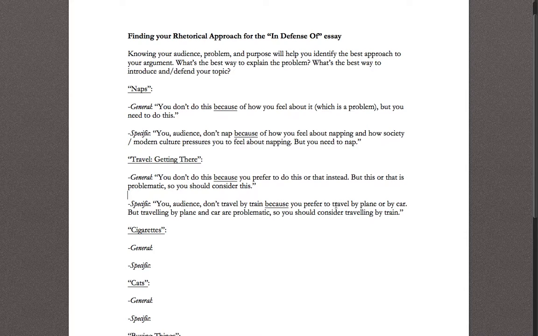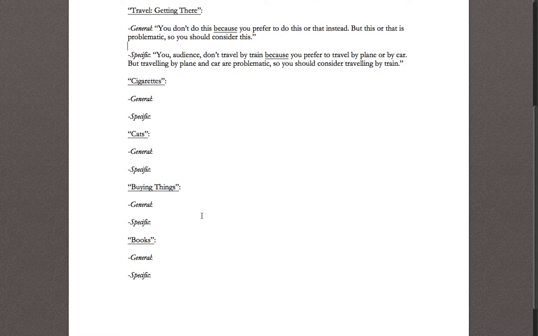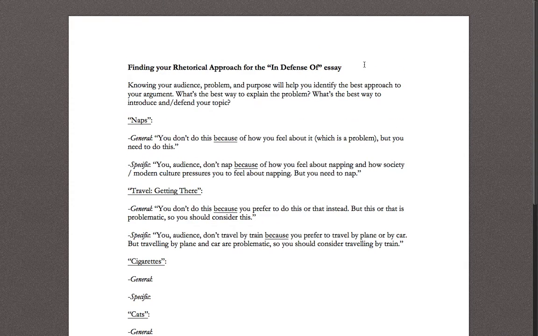She's going to point out the problems with plane and car in order to then respond that her solution is to take a train. So cigarettes and cats and buying things and books will have similar but different approaches to these two. These two are a good start for you to start thinking, where does my topic fit in? Does my topic fit into this kind of NAPS approach? Does it fit better into this trains approach? Or maybe it fits into one of these a little bit better. So this, again, we'll add to this as we go, and then I'll make this available to you when we're done filling it out.